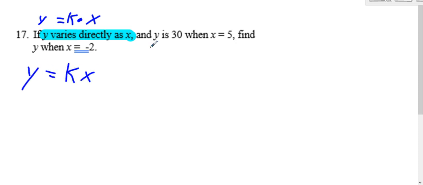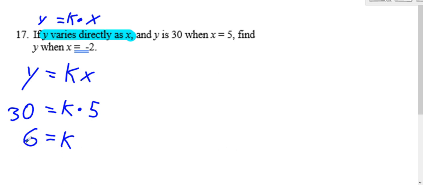Y is 30 when x is 5. That means k is 6. Find y when k is 6 and x is negative 2. So y is 6 times negative 2, negative 12.